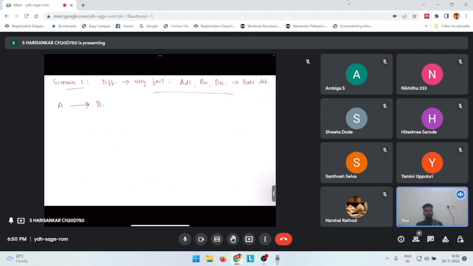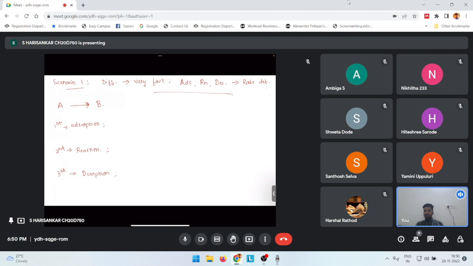So here basically we only have 3 steps. The first step is adsorption. Second step is reaction. And third step is the desorption.